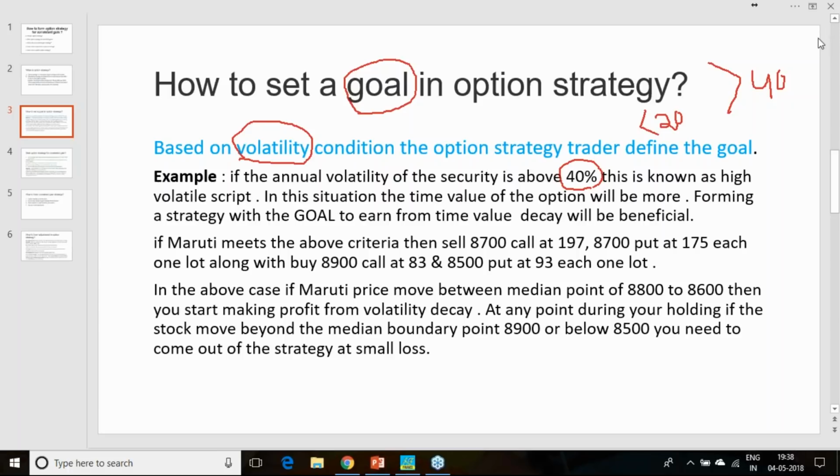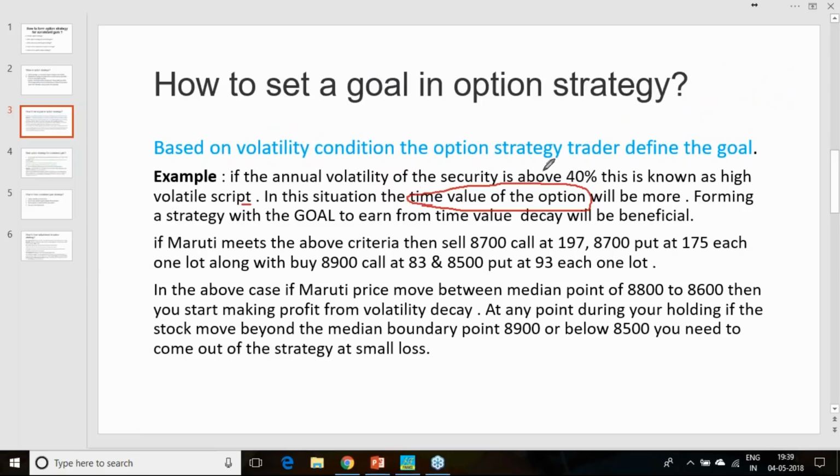I never speak about a term like high volatile market without giving you a figure. How will I identify a high volatile market? In annual terms, if the volatility is above 40%, it is high. In annual terms, if its volatility is less than 20%, it is low. Between this, it is medium volatility. If annual volatility is above 40%, it is high. So in this situation, what happens? The time value of the options will be more.